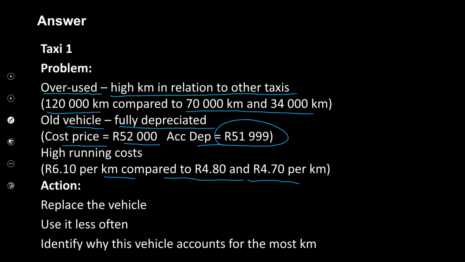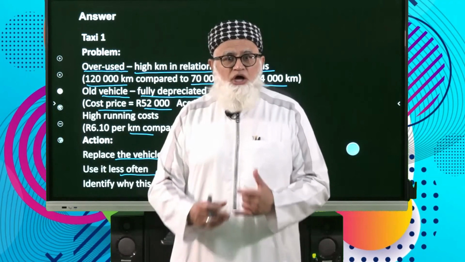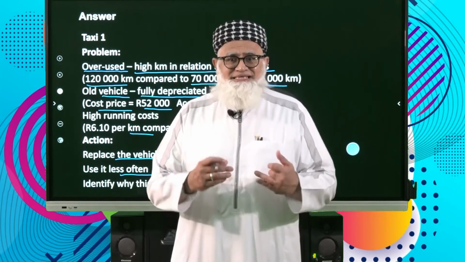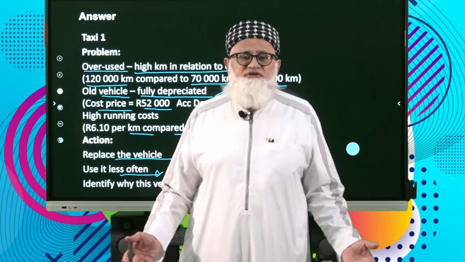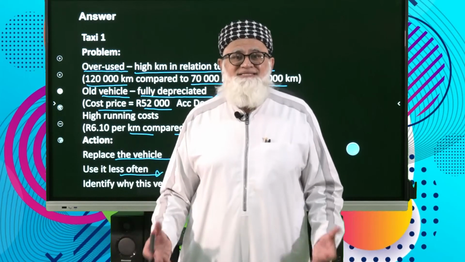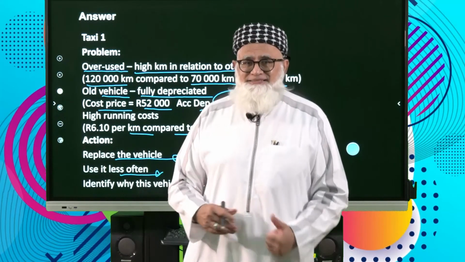What action do we take? Number one, obviously you have to replace the vehicle. Number two, use it less often and identify why this vehicle accounts for the most kilometers. Clearly an indication to you that this vehicle is being overused. It's the oldest vehicle in our fleet, yet it covers the most number of kilometers, and obviously it's time to now replace that particular vehicle. Okay, that's taxi 1 done and dusted.